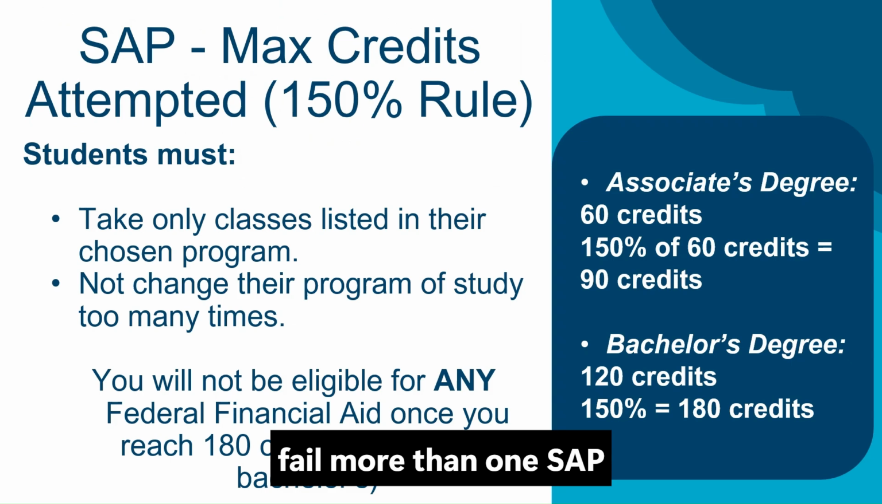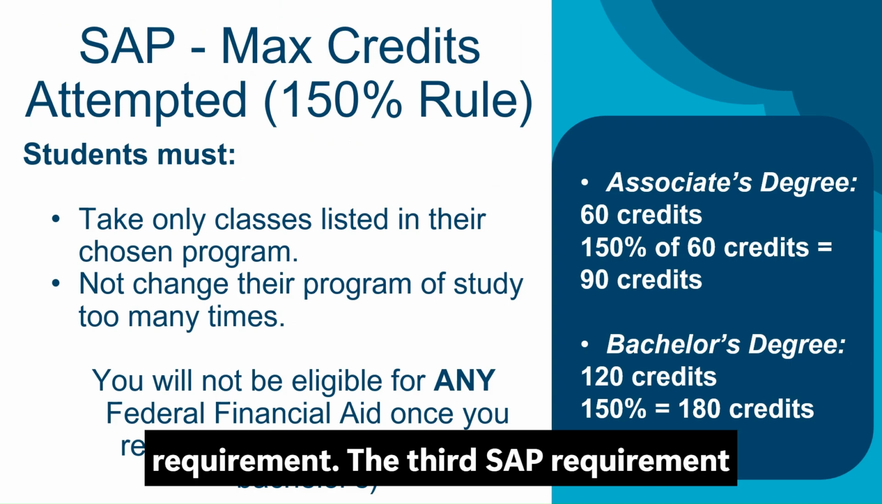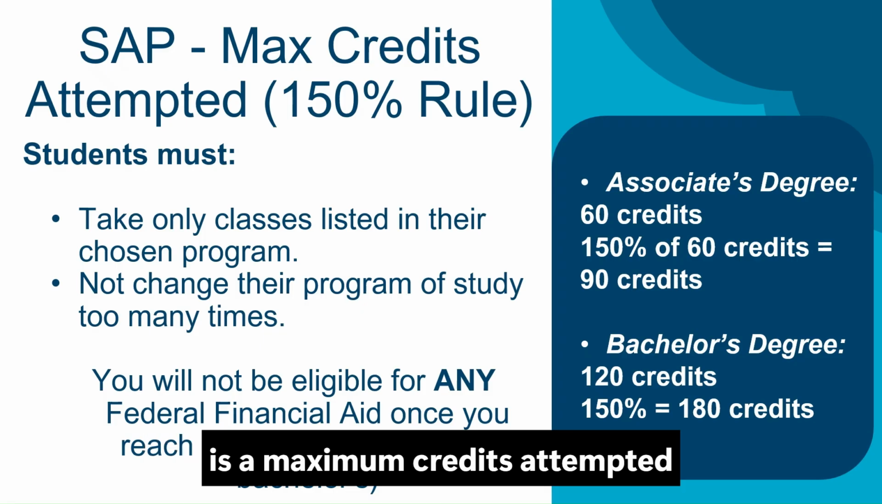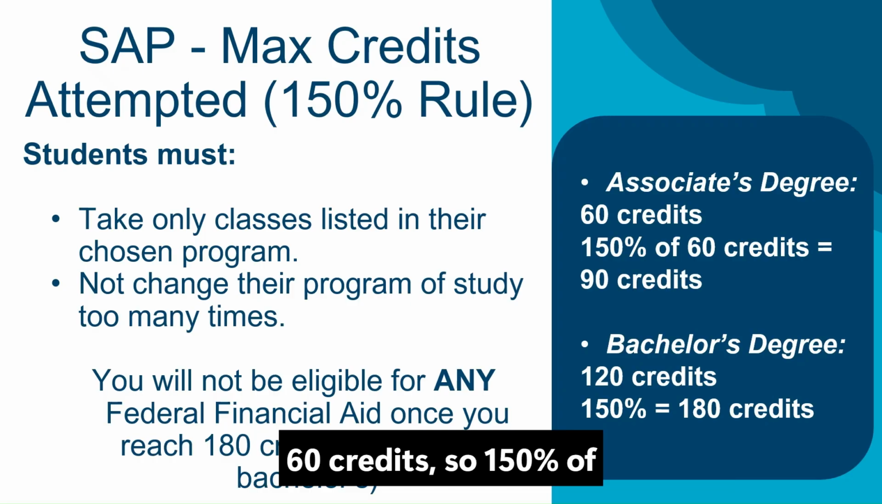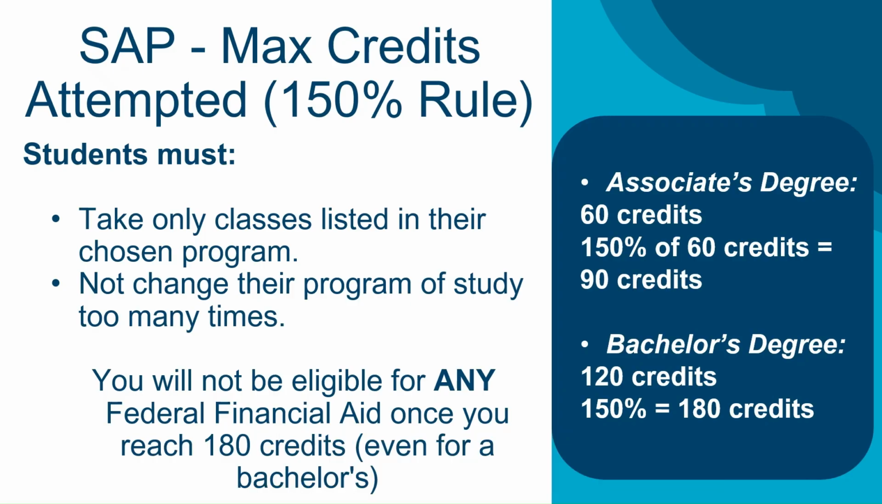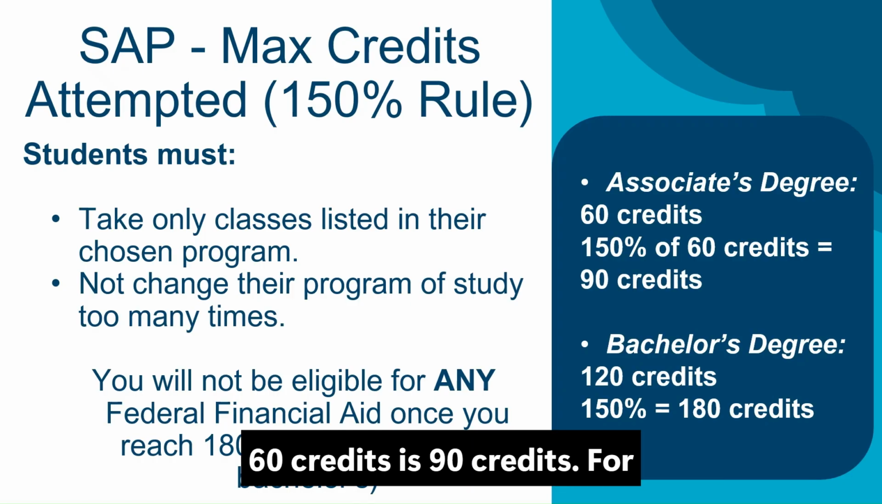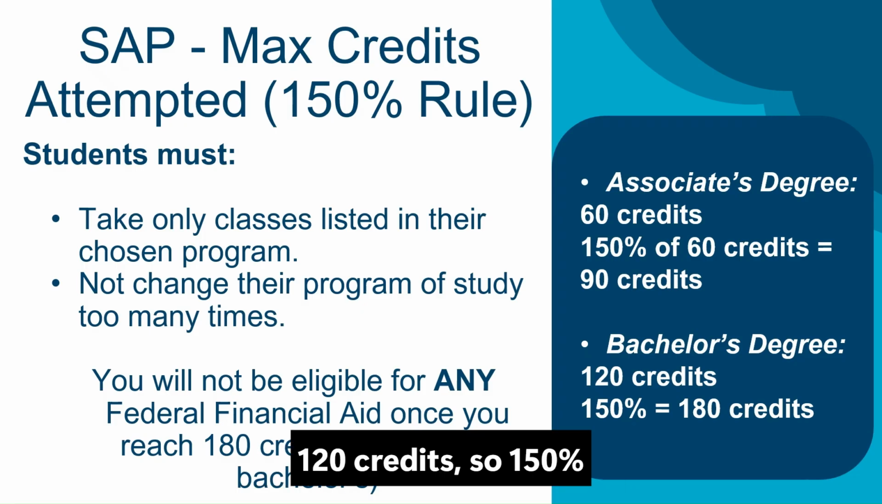The third SAP requirement is a maximum credits attempted of 150%. An associate's degree requires 60 credits, so 150% of 60 credits is 90 credits. For a bachelor's degree, it's 120 credits, so 150% of 120 is 180 credits.